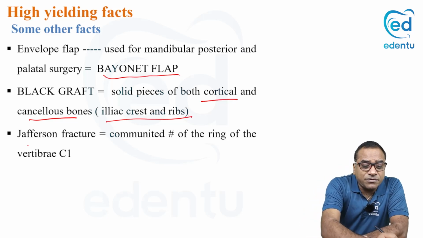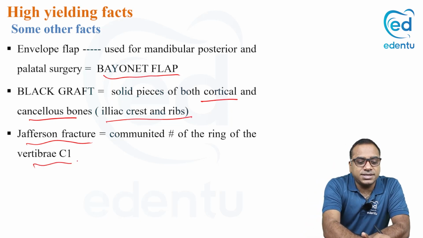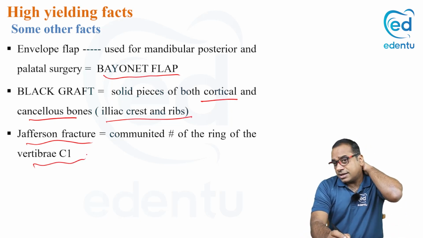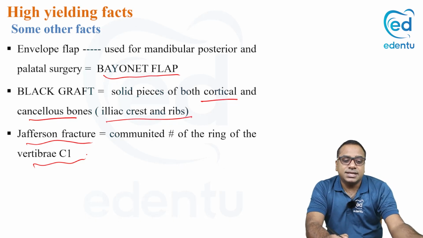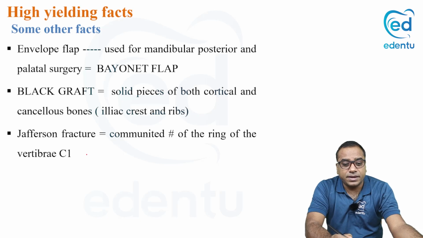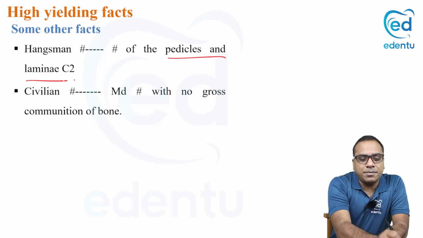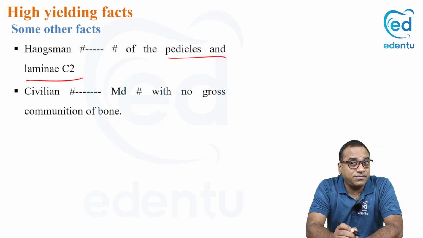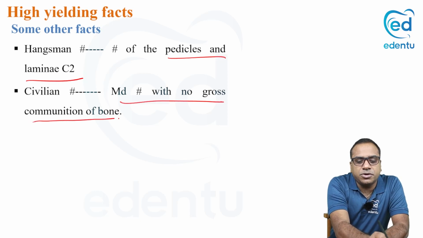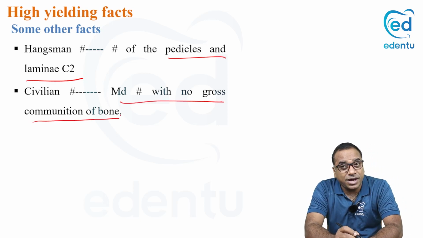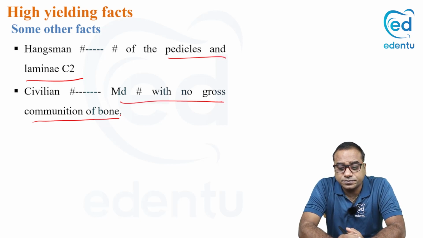Then Jefferson's fracture, it's a comminuted fracture of the ring of the vertebra C1. So your neck backside C1 fracture gets involved, that is called as Jefferson's fracture. Hangman's fracture is the fracture of the pedicles and laminae of C2. Guerin's fracture is a mandibular fracture with no gross comminution of the bone.